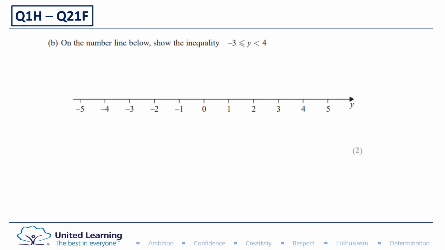On the number line below, we need to show the inequality y is greater than or equal to -3, but less than 4. So we know that these are the numbers we're going to use. The first section is or equal to, so that means that is a solid circle. So I make sure that I colour in the circle at -3 because it can equal this value. And it goes up to 4. This is not or equal to, so I'm going to leave that circle hollow, and then I'm going to connect the two.